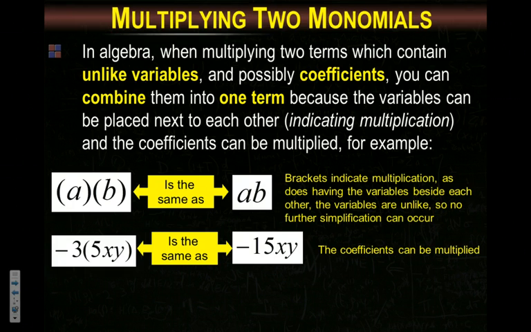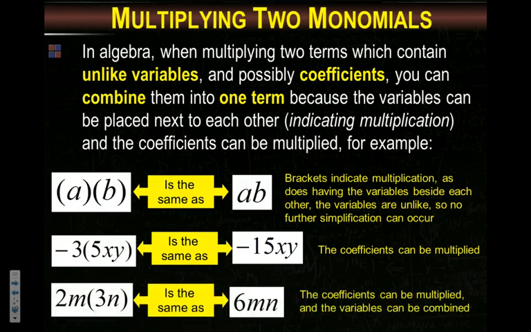Similarly, in this example, I'm multiplying negative 3 times 5xy. The negative 3 is multiplying by the 5 to give us negative 15xy. We looked a little bit at this in part 1. Today we're going to dive a little bit deeper.